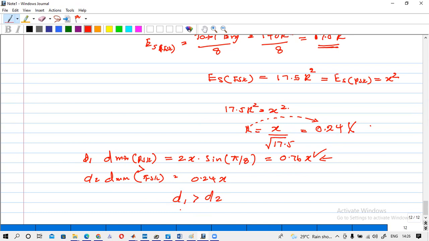So you can say that the error probability of 8-PSK is less than the error probability of 8-ASK. That is your answer.